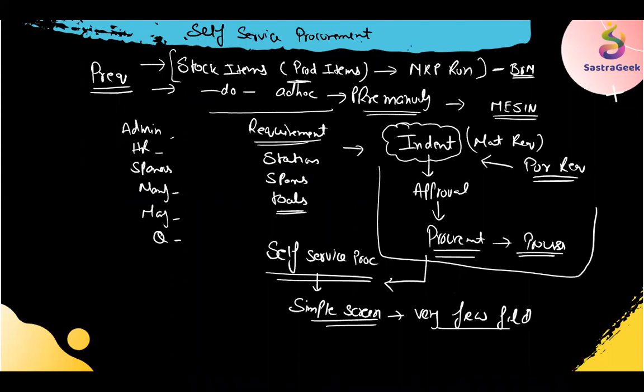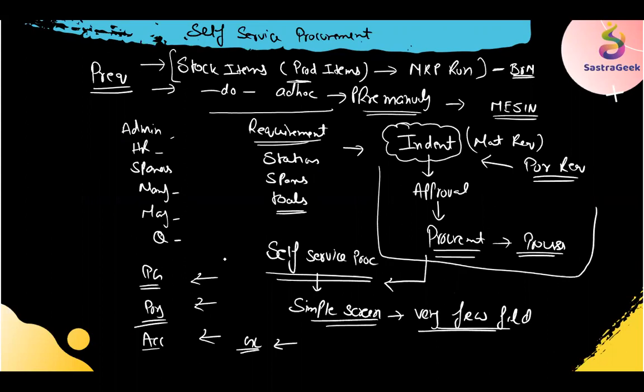Now this end user guy, he would not be bothered. He would not be knowing what purchase group I need to use, what purchase organization I would be using, what account assignment category I should use, or what GL account I should use. So that kind of thing he would not be knowing, and he should not worry about it.